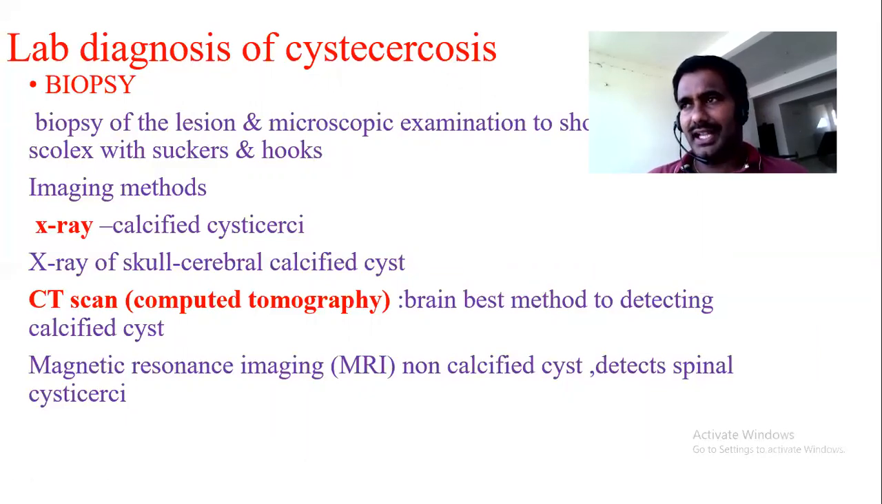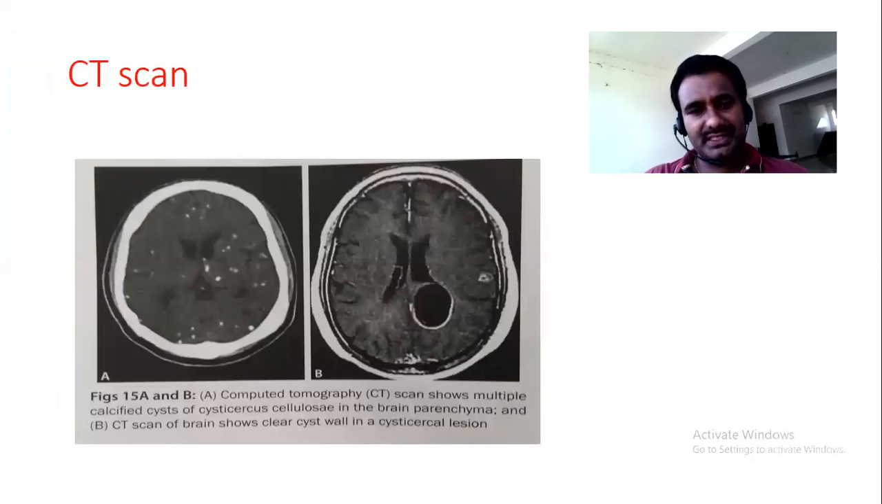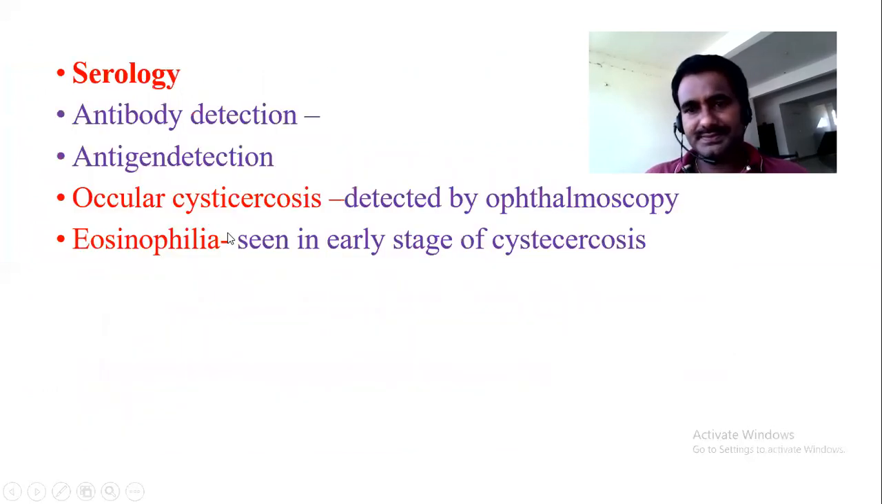So here the calcified cyst will be observed, right? White colored cysts will be observed with X-ray, CT, and MRI. MRI is magnetic resonance imaging. Non-calcified cysts will be detected in spinal cysticerci. Non-calcified cysts also will be observed with MRI. So this is the CT scan. These are the white colored Taenia cysts.